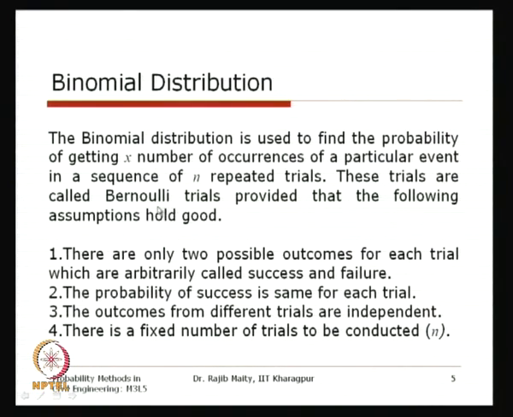For the binomial distribution, we have to remember that we are considering only two possible outcomes, and these two outcomes should also be mutually exclusive. That is, the occurrence of one event automatically indicates the non-occurrence of the other possible outcome. So, when we say these are Bernoulli trials, the first assumption that must hold good is that there are only two possible outcomes, and arbitrarily we can call one success and the other failure.